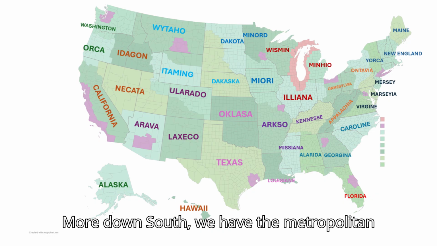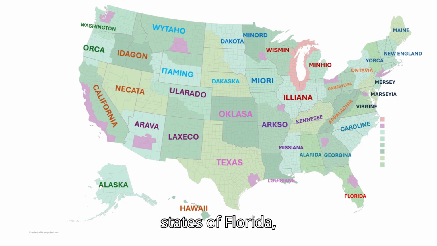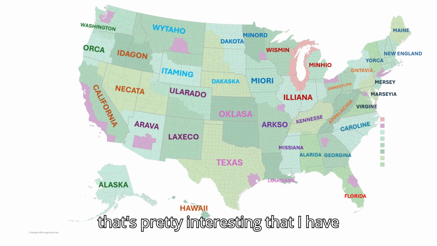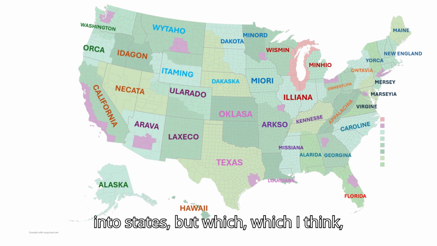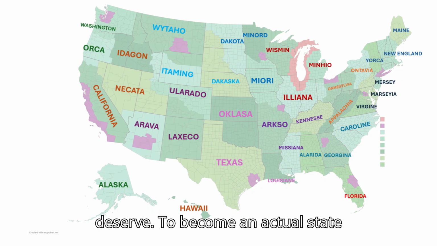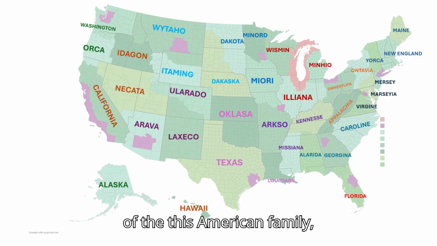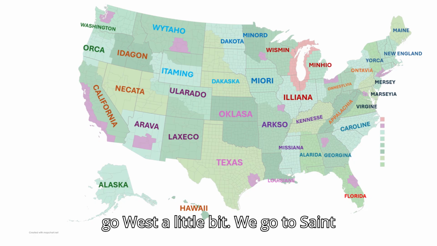More down south, we have the metropolitan state of Orlando, being in charge of the states of Florida, Puerto Rico, and Virgin Islands. So that's pretty interesting that I have turned Puerto Rico and Virgin Islands into states, which I think they've been trying to work on for a long time, and I think they do deserve to become an actual state of this American family.